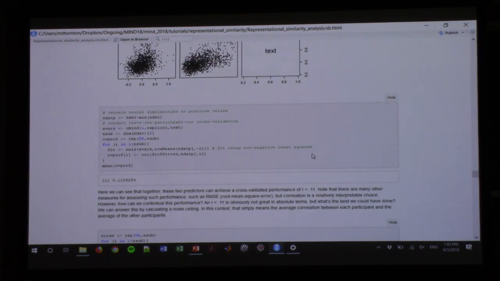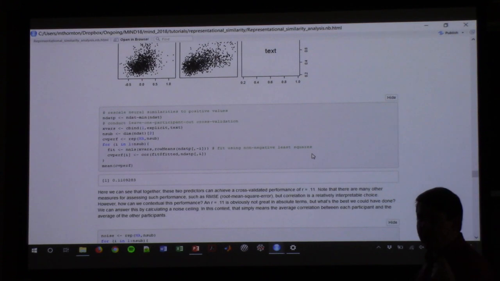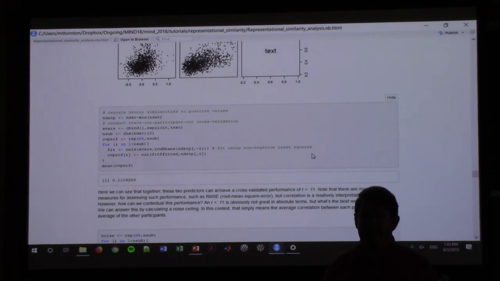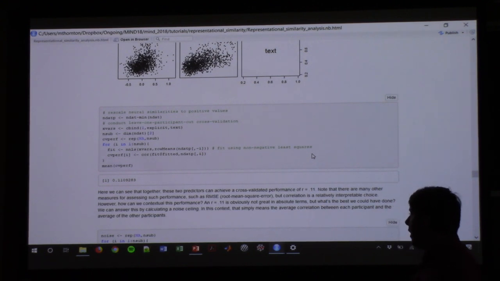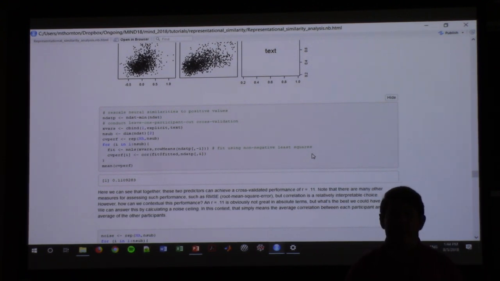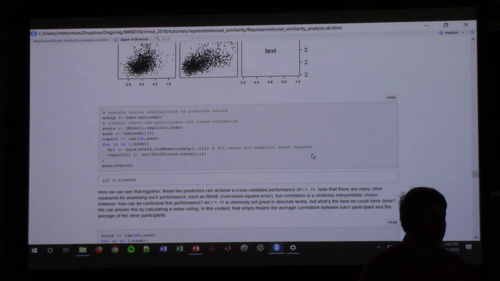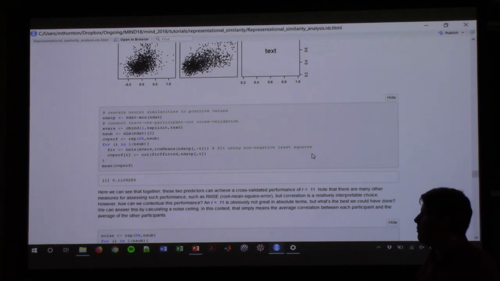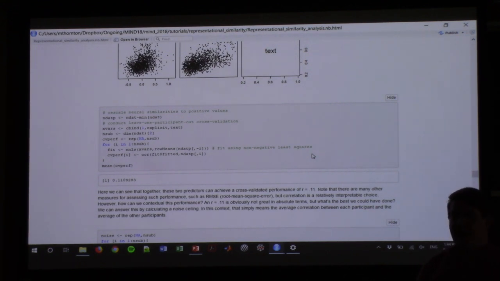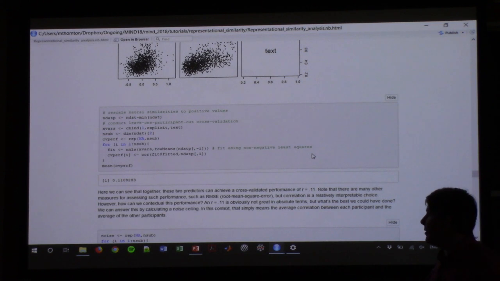So what we're doing here is effectively fitting a model. We're choosing coefficients for rated similarity and text by fitting the model on all of the participants except for one. And then we're testing those coefficients in that model by predicting the neural similarity in the one left out participant. So this way we get an unbiased estimate of how well we can explain that one left out person. Now, leave one out cross-validation is not necessarily the best mode here, but it's a fairly simple approach. And it works well with noise ceiling, which I'll get to in a moment.